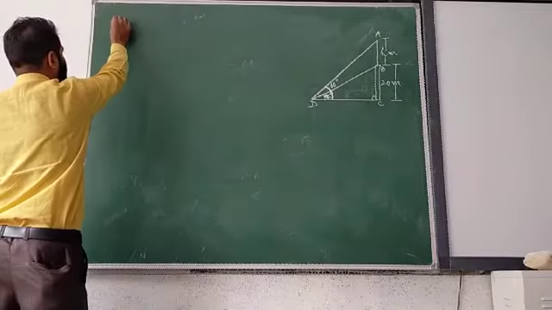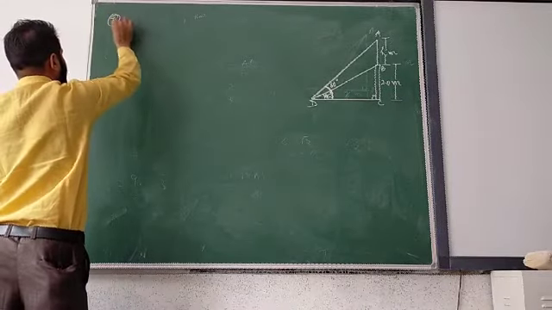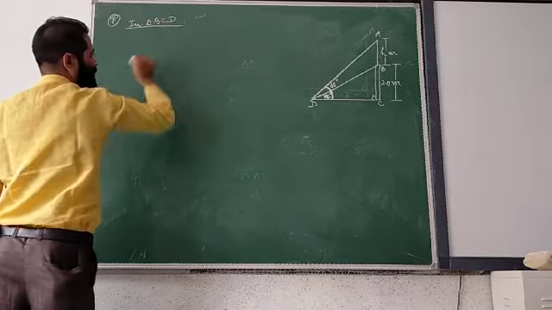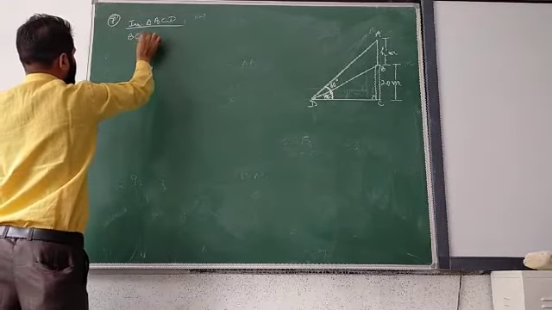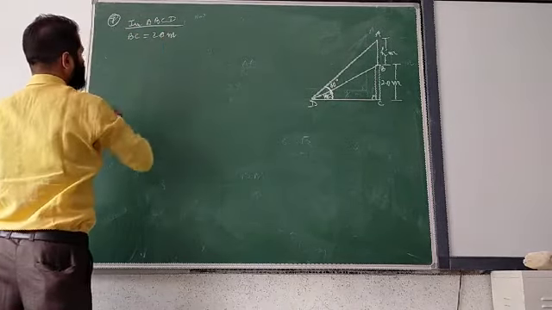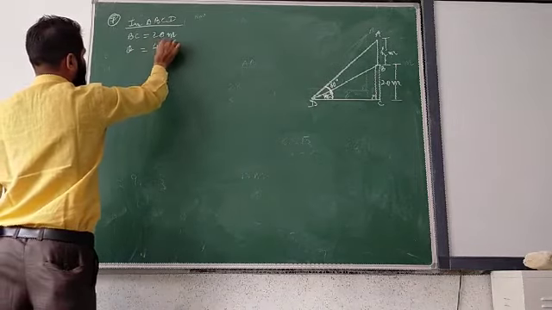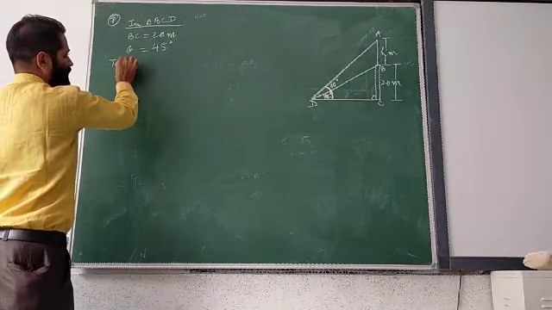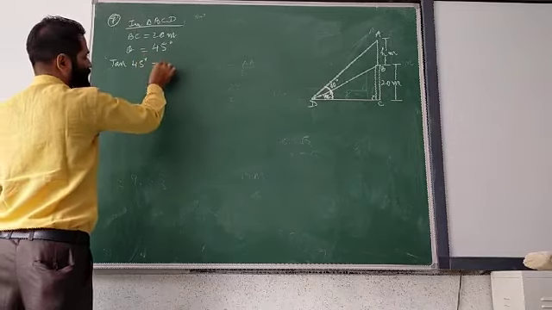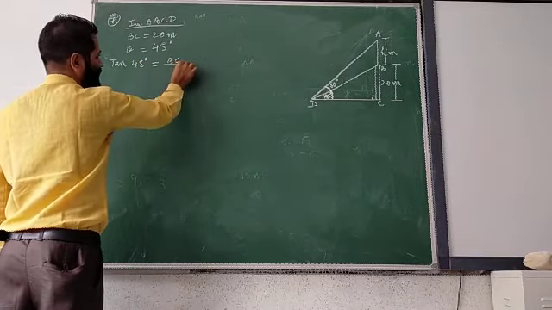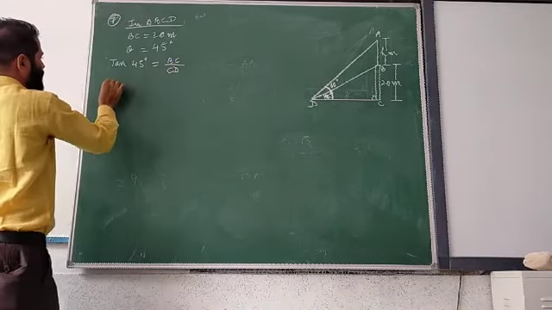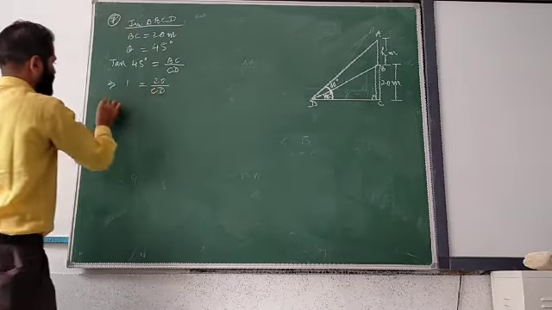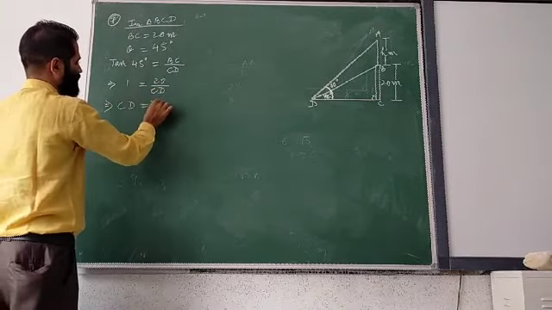We'll say that in triangle BCD, BC is equal to 20 meter, theta equals 45. What is the relation between this and this? tan 45 degree equals BC by CD, or DC, whatever your choice. tan 45 is 1, and BC is 20. So 1 equals 20 by CD. So we can say that CD equals 20 meter.